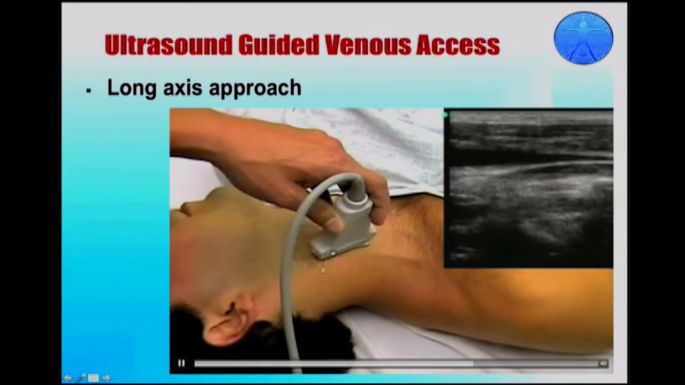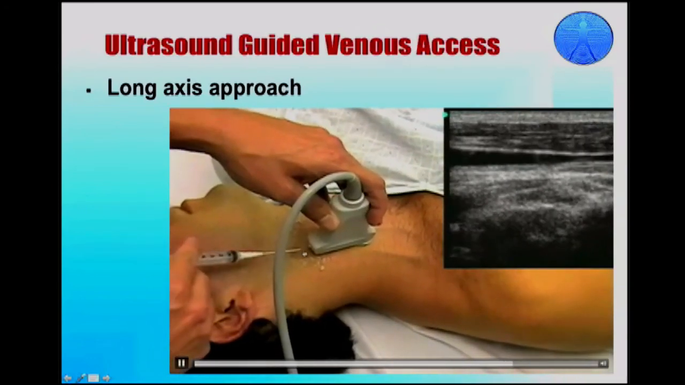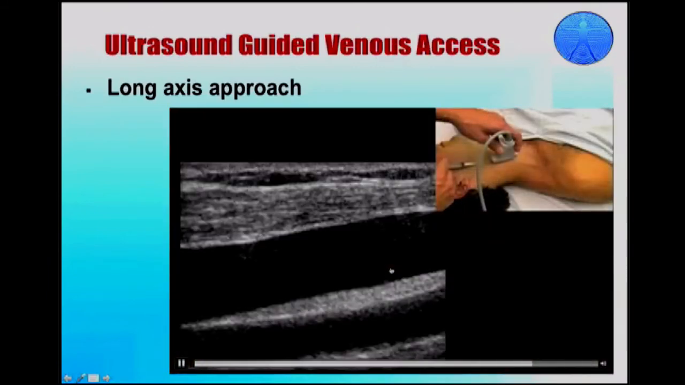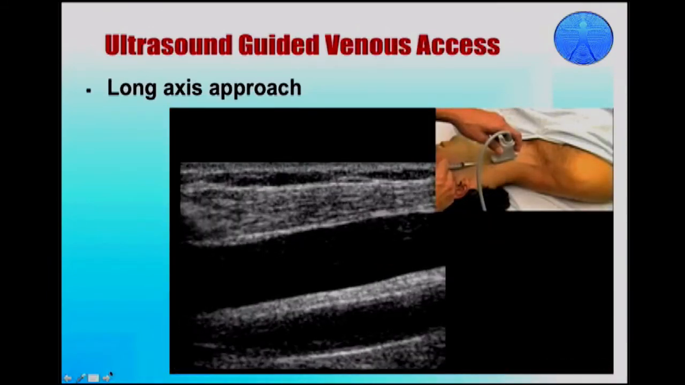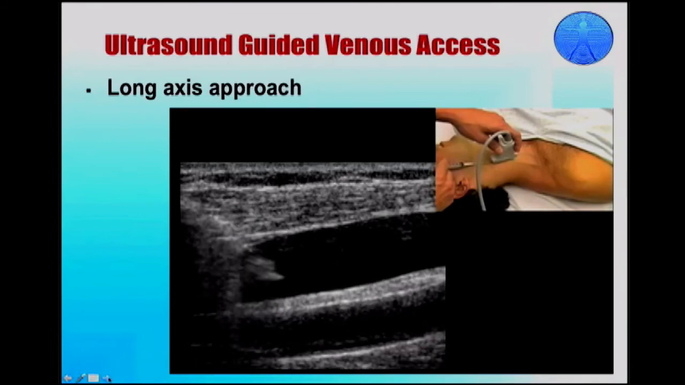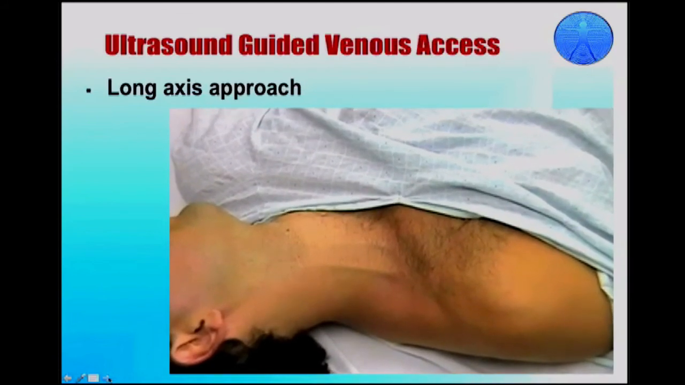He's doing the long axis approach, so he rotates to a long axis. The walls are very bright. He sticks his needle under the short face of the probe. When we do that, he lined it up very well. And here comes the needle. It's a little dull, but it's getting brighter and brighter, and it enters the vessel. All right? This is how we do this procedure.